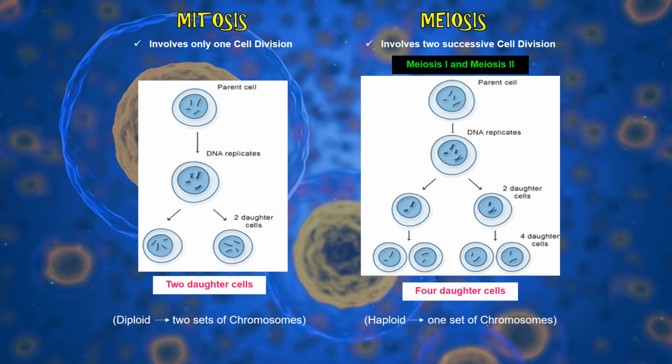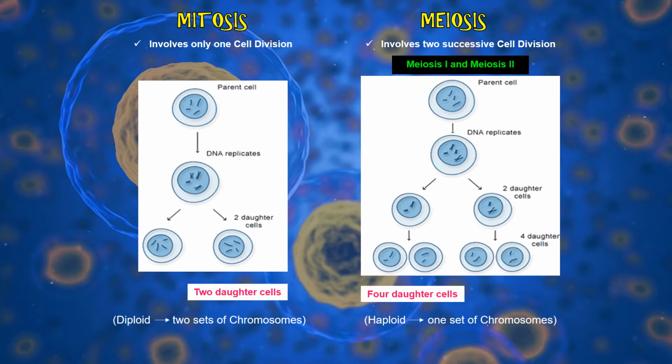These daughter cells are called gametes that have exactly half the number of chromosomes of the parent cell. The former difference also gives a cue about one more difference between the two. The image clearly depicts that all four daughter cells produced by meiosis are genetically different from each other, while the two daughter cells produced by mitosis are genetically similar to each other.